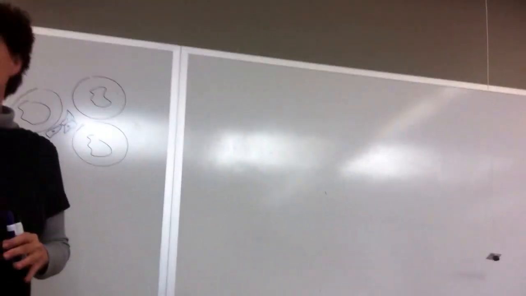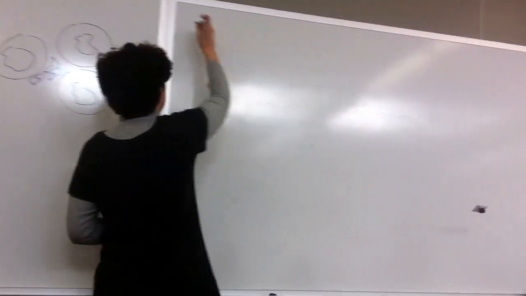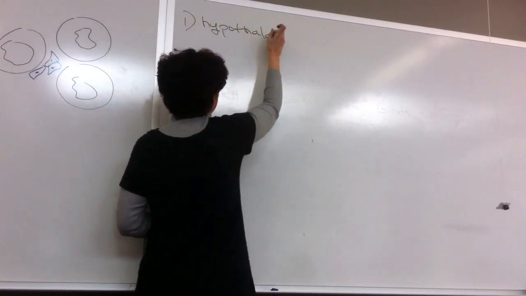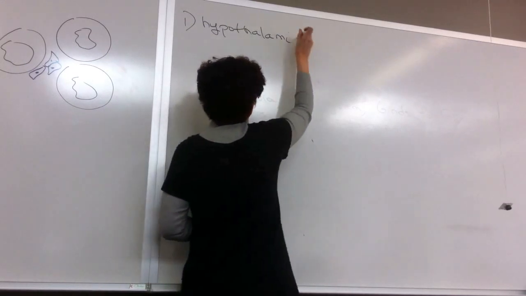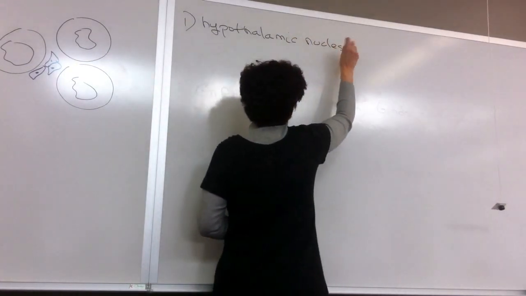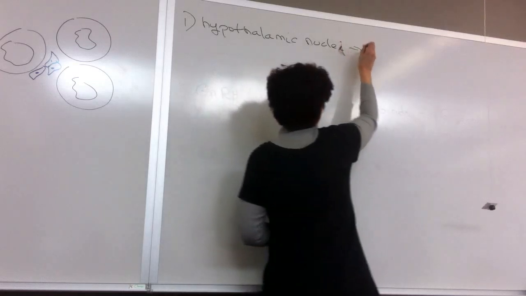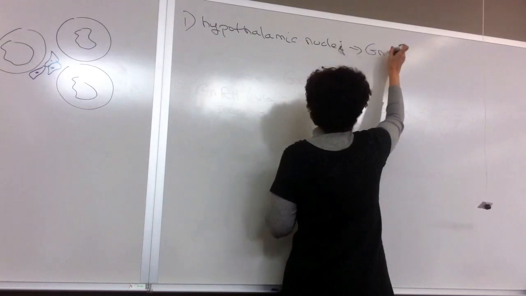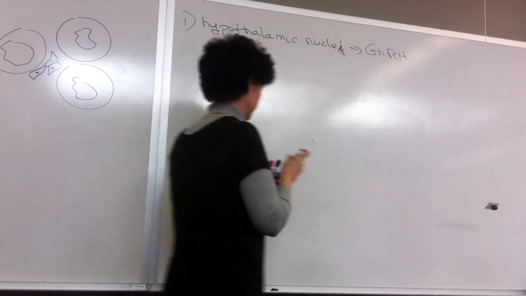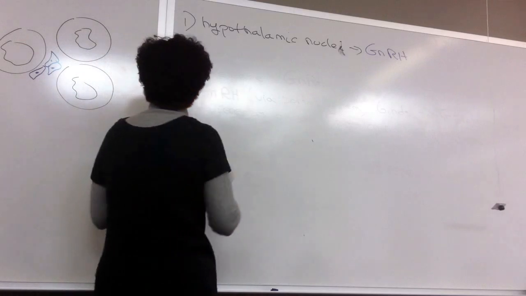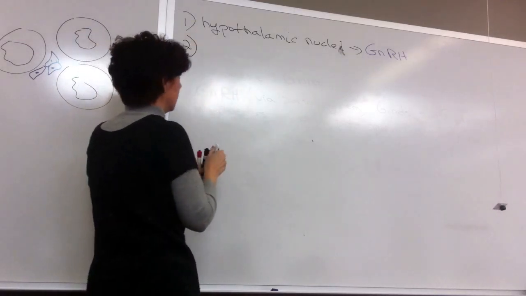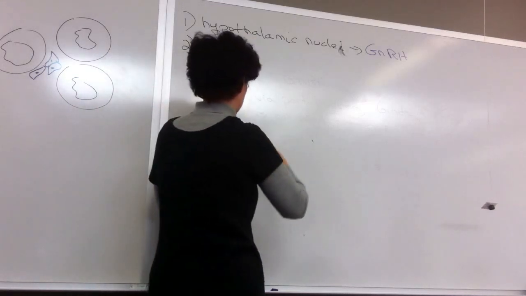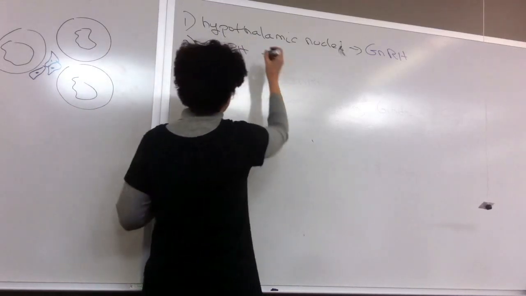Hypothalamus and FSH, all right, we're going to have the same sequence. So the hypothalamus nuclei are going to release GnRH. And GnRH reaches the anterior pituitary.